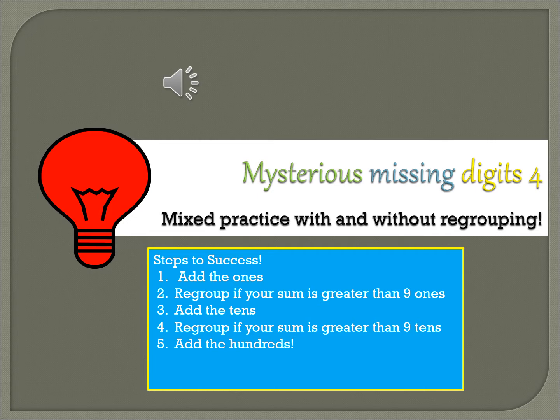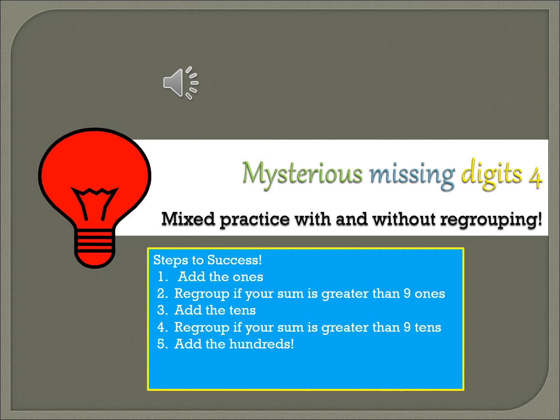First, always begin at the back of the number. Always add back to front, top to bottom. Start with the ones place. Add the ones. Regroup if you have more than 9 ones. Then move on to the tens place. Add the tens. Regroup if your sum is greater than 9 tens. And then move on to the hundreds place and add the hundreds.